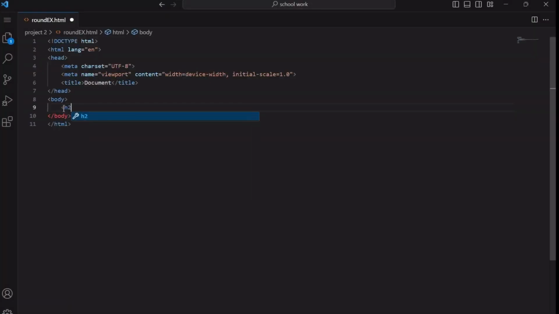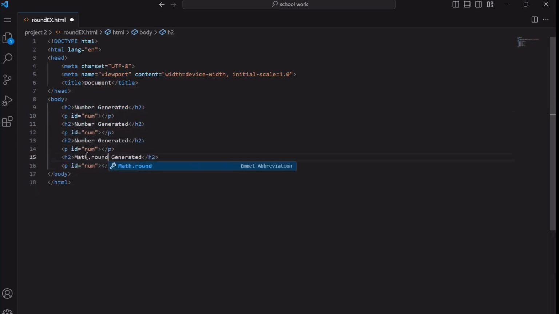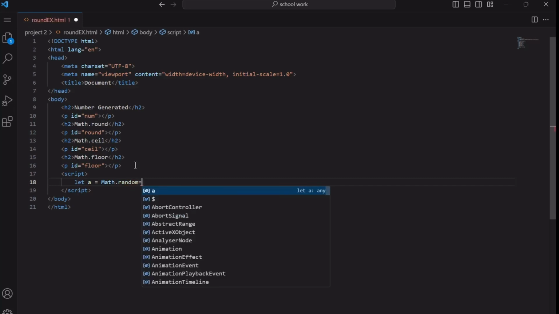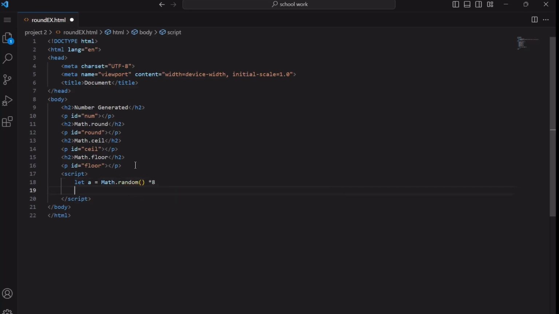Now, let's see an example. We'll first, in the HTML section, create 4 headings and 4 paragraphs. The headings will say the number generated, math round, math ceil, and math floor. The paragraphs will be given IDs such as num, round, ceil, and floor. Now, starting the script section, we'll first generate a random number, and then we'll round it with the ways that we went over earlier.